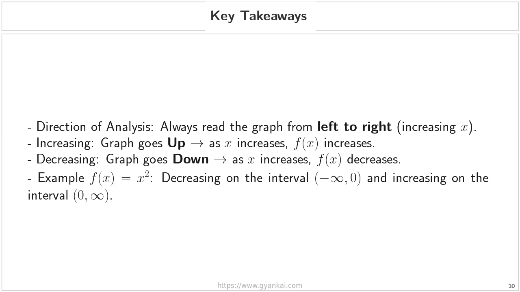To illustrate this with the example we analyzed earlier, consider the function f of x equals x squared. As we observed in our step-by-step breakdown, this function is decreasing on the interval from negative infinity to 0, and it is increasing on the interval from 0 to positive infinity. Now that we have a firm grasp of these concepts, let us move on to the final slide to discuss some common mistakes you should avoid to ensure your analysis is always accurate.